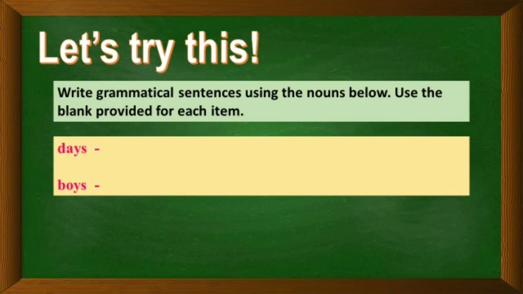We also have a type of test where you have to write grammatical sentences using the nouns provided. For example, we have days, boys, meaning if the nouns are in plural form, then you have to use them in plural form as they are, okay? For example, days: Few days from now, we will have our periodic examination. And for the noun boys, you can write, the boys love playing basketball.